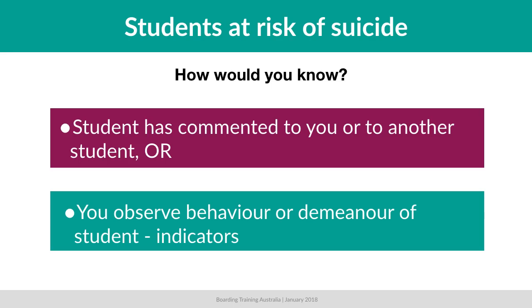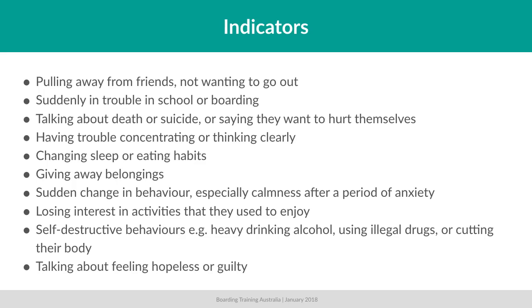So how would you actually know that a person is at risk of suicide? You'd know because the student has commented to you or to another student, or because you've seen indicators. And indicators are these sort of indicators: pulling away from friends, suddenly in trouble at school or boarding, talking about death or suicide or saying they want to hurt themselves, having trouble concentrating, changing sleep or eating habits, giving away belongings, sudden change in behaviour, especially calmness after a period of anxiety, losing interest in activities, self-destructive behaviour like heavy drinking of alcohol, talking about feeling hopeless or guilty. So they are the sort of things that are indicators.